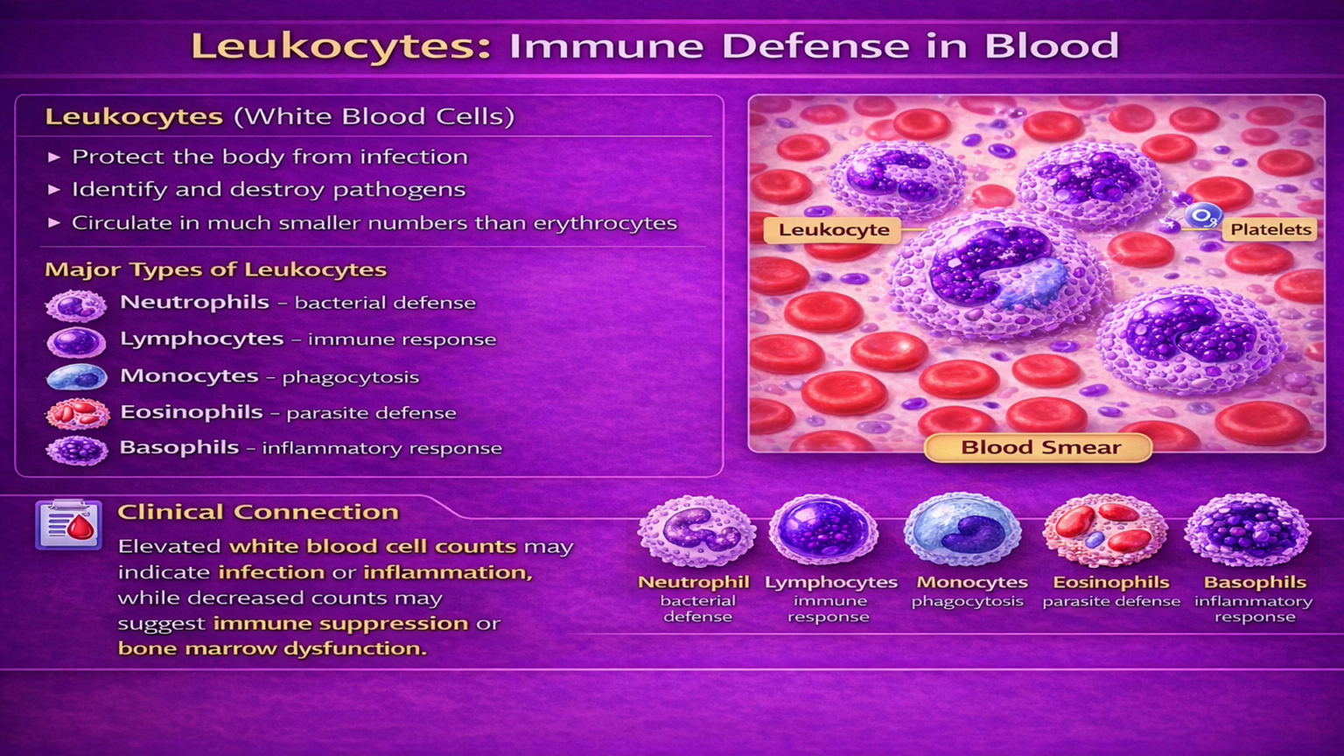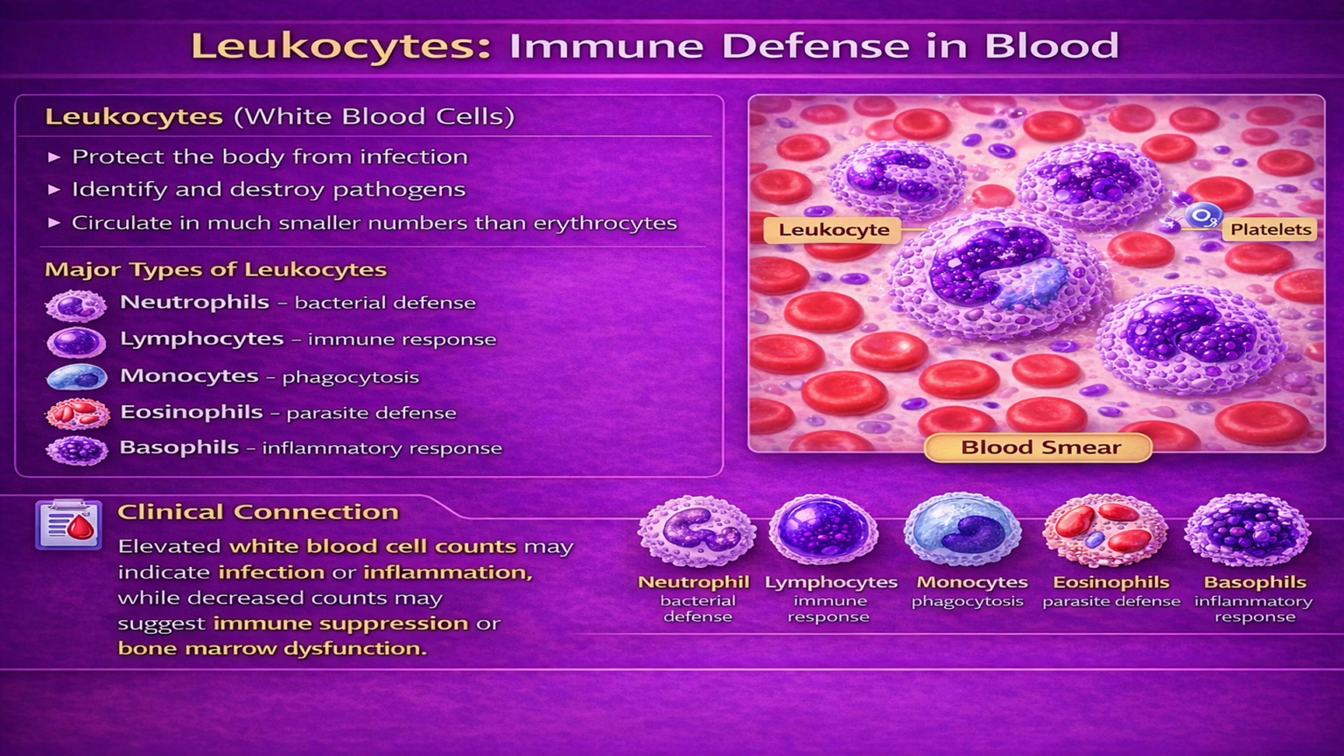In addition to transporting oxygen, blood also plays a crucial role in protecting the body against infection. This protective function is carried out by leukocytes, commonly known as white blood cells. Leukocytes are specialized cells that identify, attack, and remove pathogens. These include bacteria, viruses, and other foreign substances that may enter the body. Although they are far fewer in number than erythrocytes, their role in maintaining health is essential.